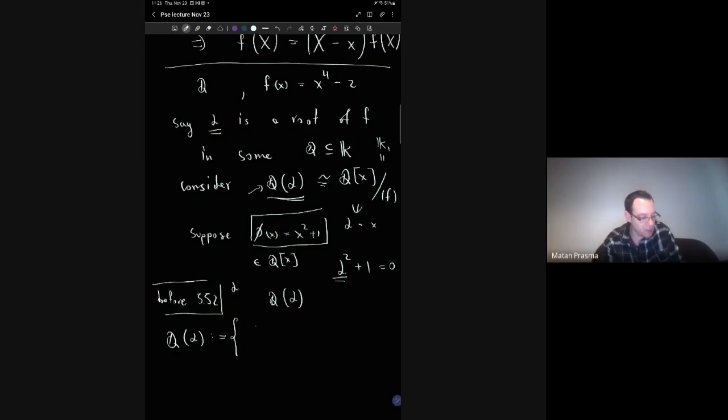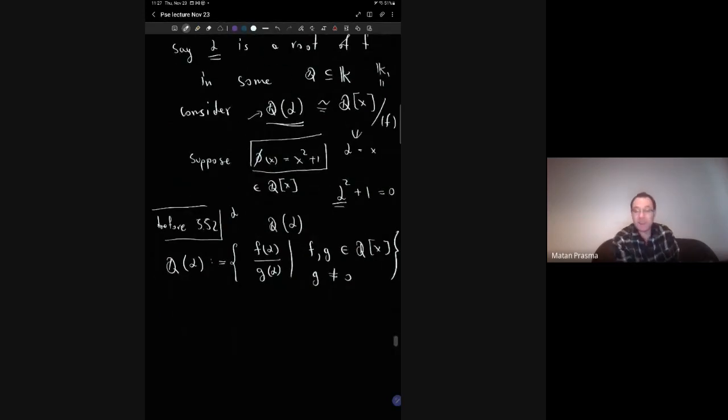And the way to do it, I consider all the quotients f(alpha) modulo g(alpha), such that f and g are polynomials over the field, the ground field Q, and g is not the zero polynomial. Now, I claim that this is a field.